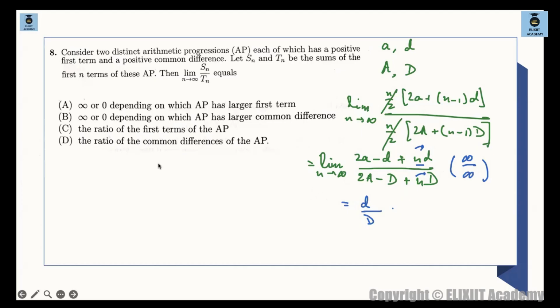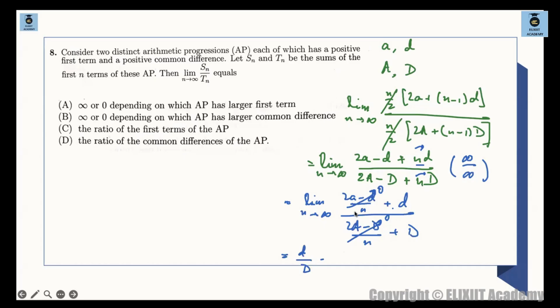And if the shortcut is not known to you, you can simply use the logic to solve this. Limit n tends to infinity, you have to write one more step: divide by n. Whichever quantity is tending to infinity, simply divide by n. So (2a minus d)/n plus d, divided by (2a minus d)/n plus d. As n tends to infinity, this will tend to 0 and this will also tend to 0. So your answer will be d upon d, the ratio of the common difference of the first AP divided by the common difference of the second AP.